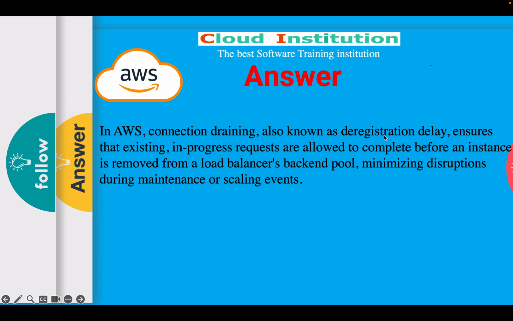Connection draining is also known as deregistration delay. Deregistration delay means that if you want to deregister, we need to take some time. It ensures that the existing and in-progress requests are allowed to complete before the instance is removed from the load balancer's backend pool. Hope you understand this, right? This minimizes the disruption during maintenance or scaling events. We have seen that during scale up and scale down, the current instances should complete their current events, and only then will they be removed.